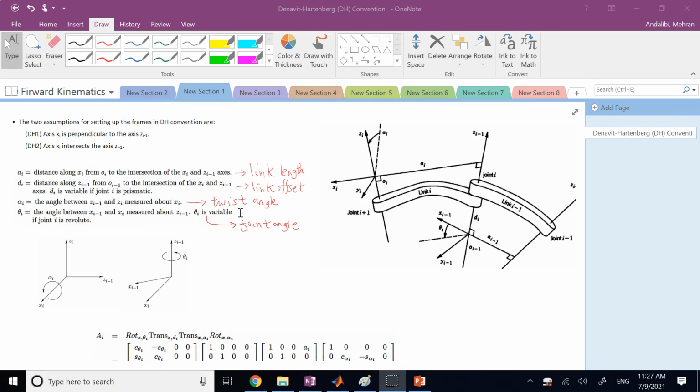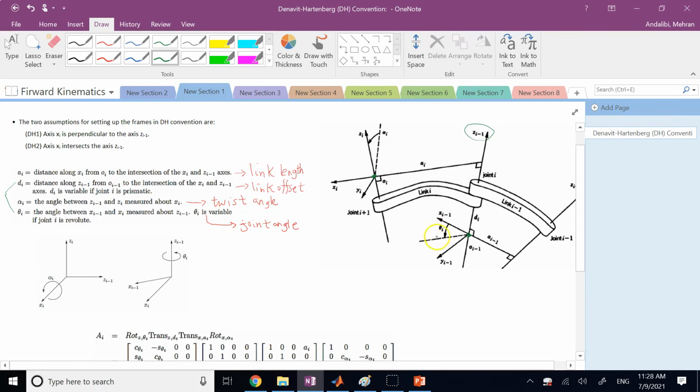Okay, so here I added the names for you. A is called the length of the link, D is called the offset of the link, alpha is called the twist angle, and theta is called the joint angle. We go from one origin to the next origin using 4 parameters: A, alpha, D, and theta. Now, what are they? The first two that we use are D and theta, followed by A and alpha. D and theta, if you look at them, are both along or about the axis zi minus 1. This is how we describe them.